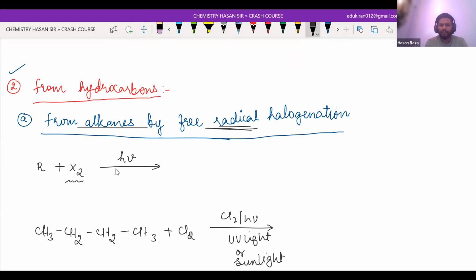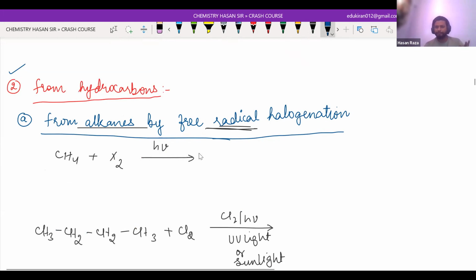Okay, I'm going to do it like this. Let me just erase this. Instead of this, I'm going to use CH4 and then react it with X2 in the presence of h nu, or sunlight. Now you know what will happen. There will be homolytic cleavage. That means basically I'm going to write CH3 and H.